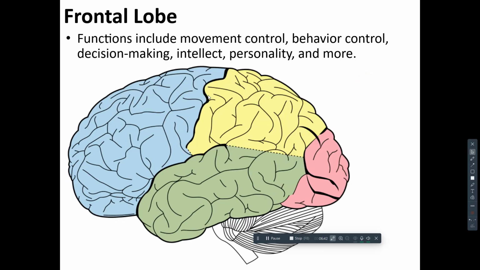Now, what does my frontal lobe do? It's involved in controlling my movement, my behavior. It's where I make my decisions. It's where I have my thoughts, my intellect, my personality, my sense of humor, and just all sorts of things. Now we're going to do a couple different regions and a couple different major functions, but we're certainly not going to hit everything in the frontal lobe.